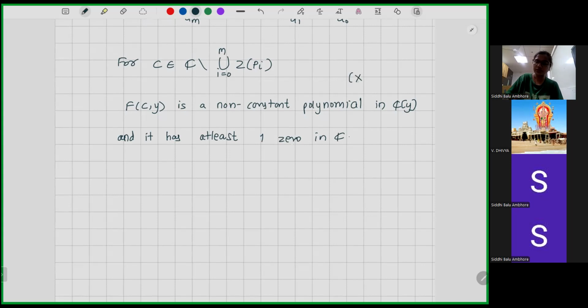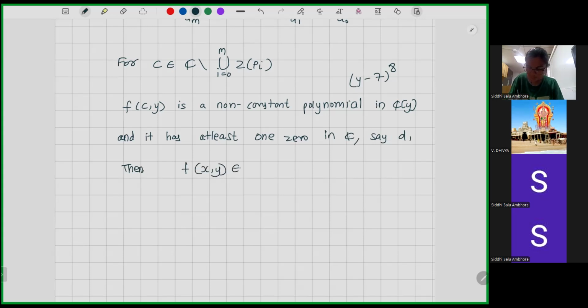For example, this f of c comma y may be something of this sort, y minus 7 power 8. Then in that case, I'm only getting one zero. The only maximal ideal which is contributing from this c is x minus c comma y minus 7. So we are not getting much more information from this. That's why I only care about at least that one zero which is available there, say d, in C. Then my f of x comma y will belong to the ideal generated by x minus c, y minus d.